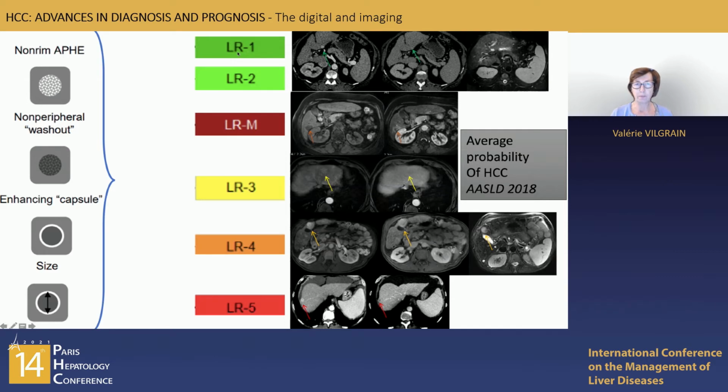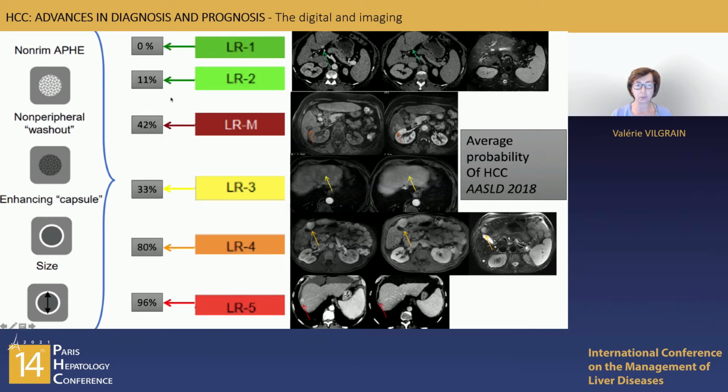LIRADS 1 will be very unlikely for HCC in patients at risk of HCC, while LIRADS 5 in red here is very, very likely to be HCC. And we see here hyperenhancement on arterial phase, followed by washout on portal venous phase. If we look at the average probability, we see here an increase in probability.